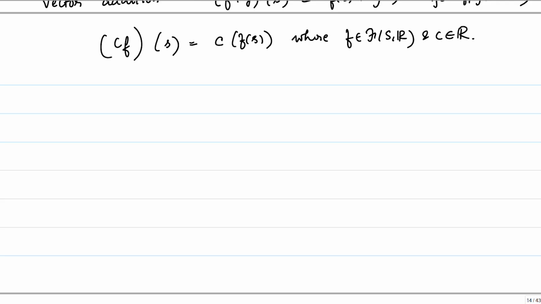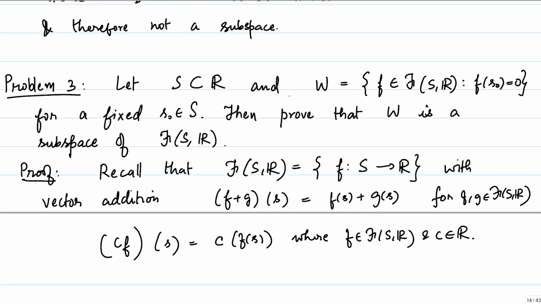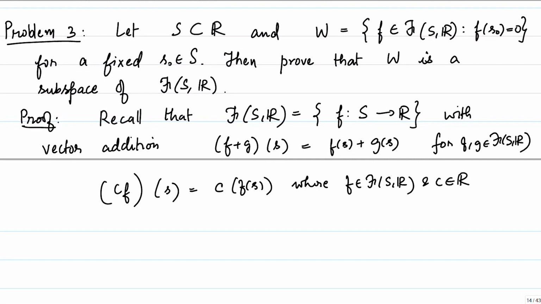Okay, so our goal here in this problem is to show that we are given a very particular subset. This is the set of all those functions f from S to R, where f satisfies the condition that f of s naught is equal to 0, where s naught is some fixed point. So if, say, S is the open interval (0, 1) and s naught is half, this will just turn out to be all functions from (0, 1) to R so that f of half is equal to 0, one such example. Okay, so we will show that W is always a subspace.